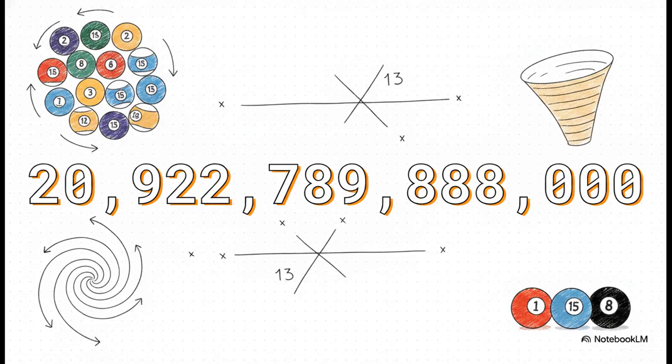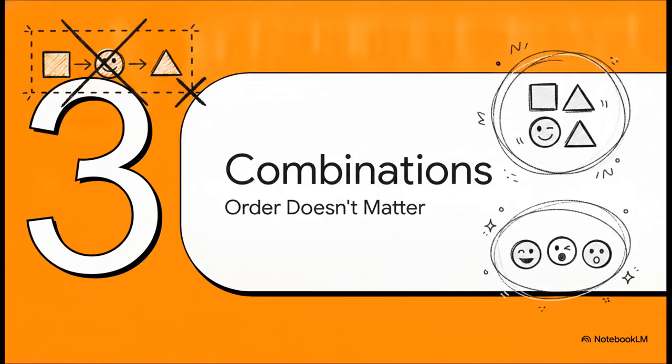The 13 times 12 times 11 on both the top and the bottom beautifully cancel each other out, shrinking our massive 20 trillion number down to a very manageable 3,360 different ways to arrange 3 balls. All right, let's jump to section 3, combinations.